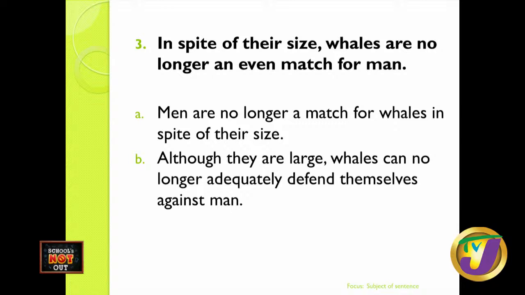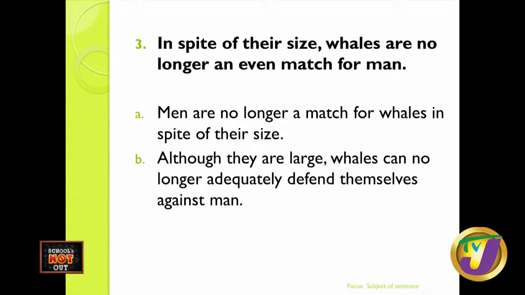Now before we get to the options, since we are focusing on the subject of the sentence, the main idea, the topic focus, what is the subject of the original sentence? Is it whales or man? What do you think? The focus is on whales. All right, let us see. So is the equivalent sentence for this one A, men are no longer a match for whales in spite of their size? Or is it B, although they are large, whales can no longer adequately defend themselves against man?